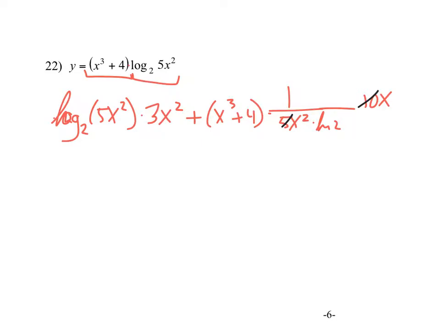5 and 10 cancel, leave me with a 2. x and x squared cancel, leave me with an x. And once again, we don't have much else we can simplify here.